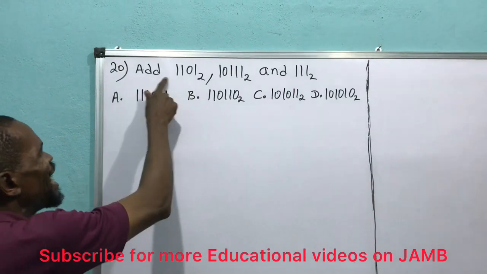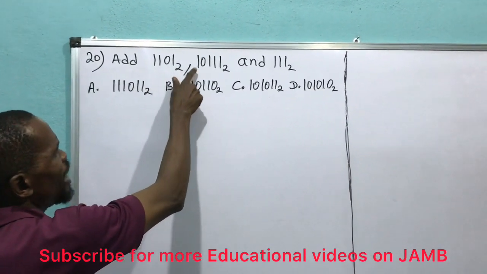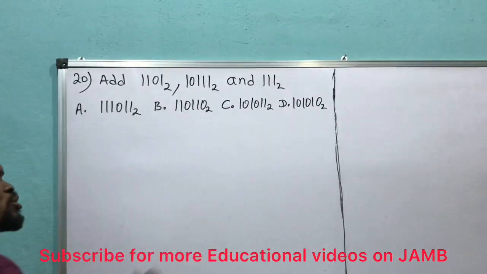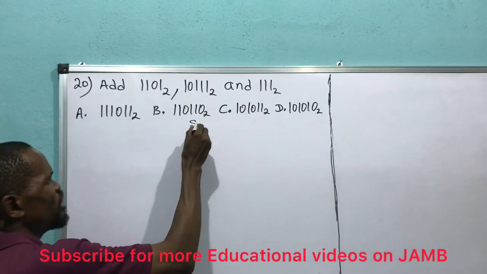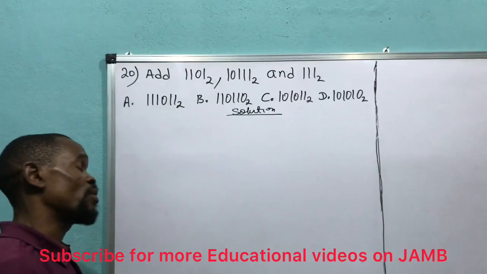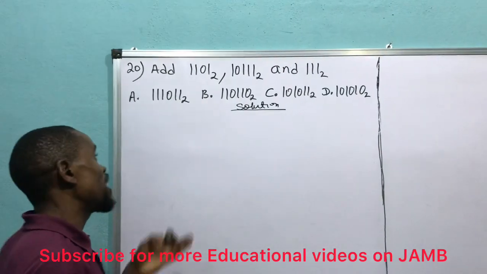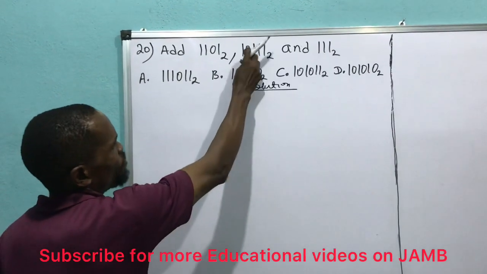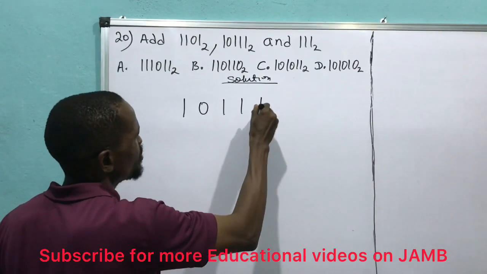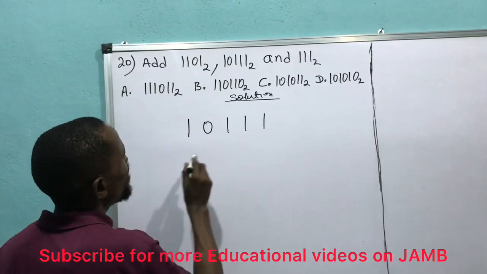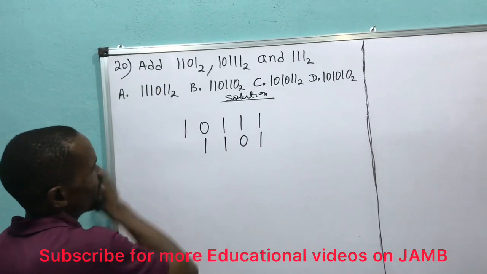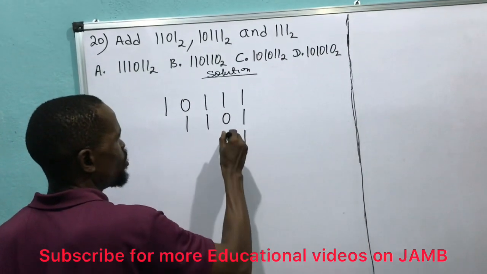Question number 20 said add 1101 base 2, 1011 base 2, and 111 base 2. Look at the options given to us. Let's go to the solution. This question was asked for JSS3. If the person did JSS3 properly, junior secondary, you should be able to do this. I'm going to start from this one: 1101. Then coming to this, I'll have 1011. Then coming to this, I'll have 111.